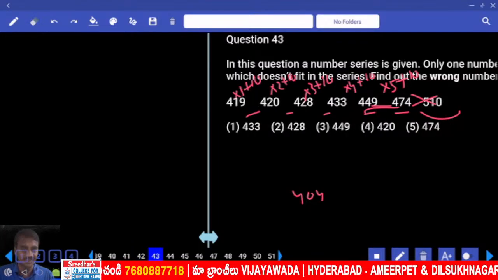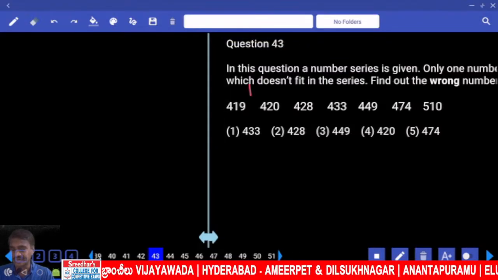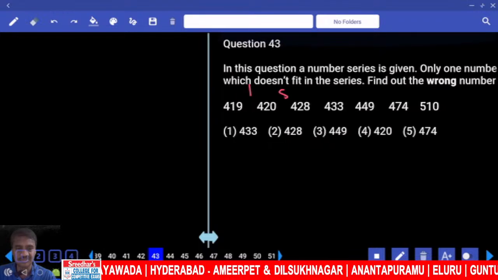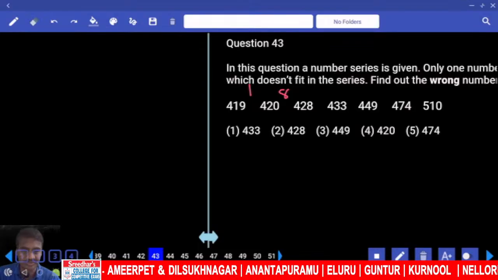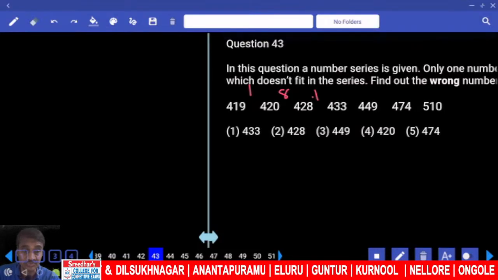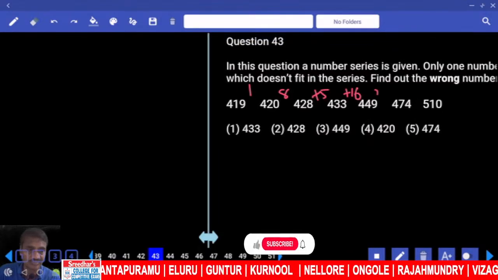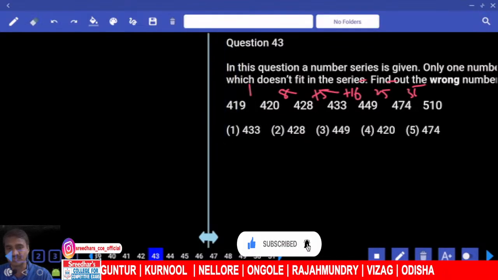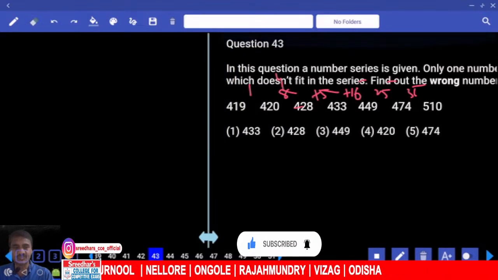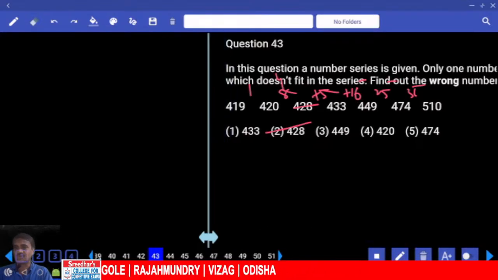Then coming to 43: 1, 8, 20, 28. What are these numbers? 1 cube, 2 cube. Next, 28 and 33, plus 5. Next, 33 and 49, plus 16. The next one, 25 and 36. 6 square, 5 square, 4 square, 3 square, 2 square. Then 420 plus 4, 424, and 24 plus 9, 33. Wrong number, 428, choice 2. What are added? Squares are added.